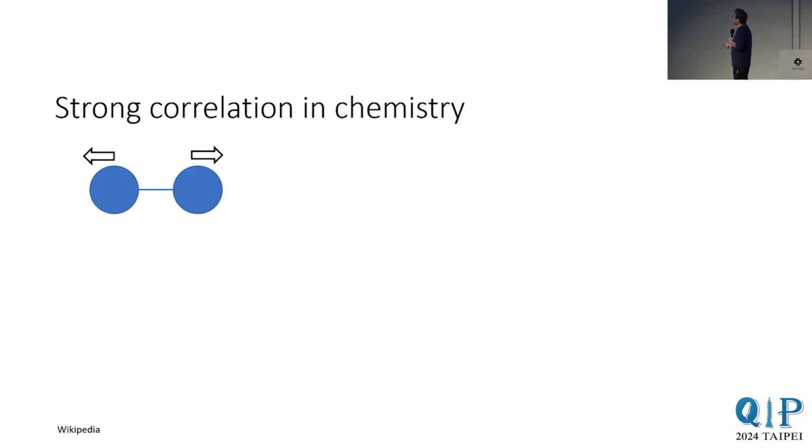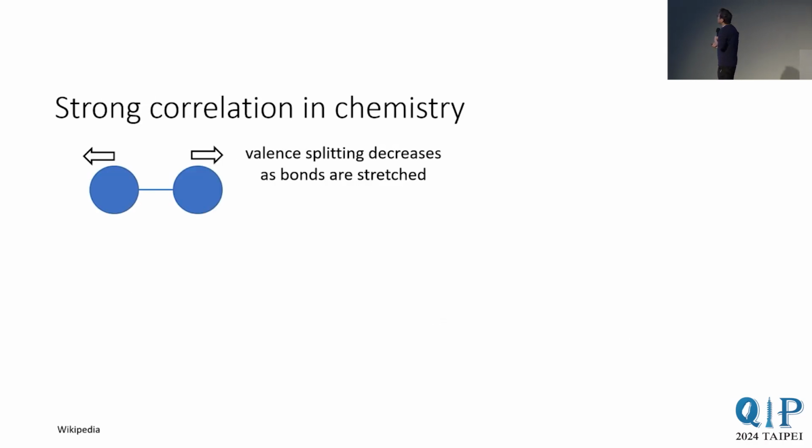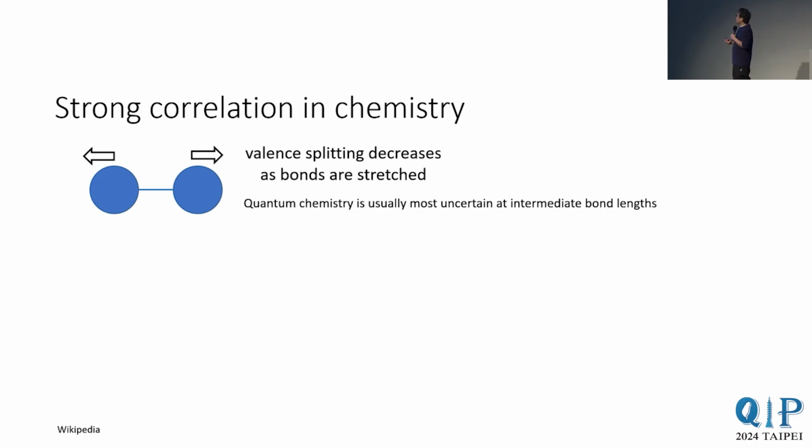And in chemistry, it happens at certain geometries of molecules. In particular, as you change the bond length of a system, you change the splitting of the valence orbitals, and you can reach a region where the valence splitting is comparable to the Coulomb matrix element. And this is why typically at intermediate bond lengths, where the valence splitting is not much larger or much smaller than the Coulomb matrix element, the uncertainty in quantum chemical predictions is typically largest.